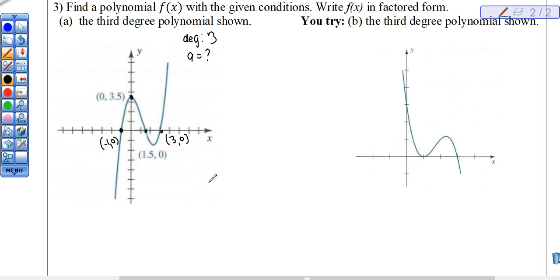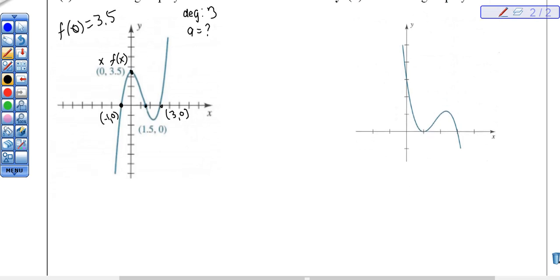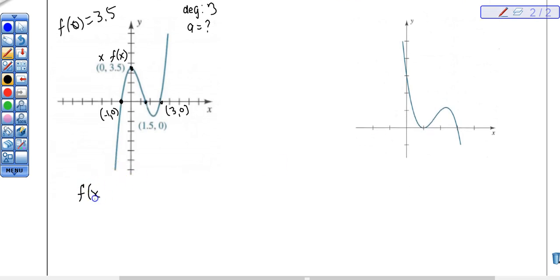In this case, they're giving us the y-intercept, which is nice, but let's just go ahead and label that as our x and our f of x. So basically, it's like saying, all right, so my f of 0 equals 3.5. So we're trying to satisfy that condition. We definitely want to make sure our graph is passing through there. So do we have enough information? Here's my plan. I'm going to do f of x is equal to a times (x - c) times (x - d) times (x - e). You with me? Okay. So that's my plan.